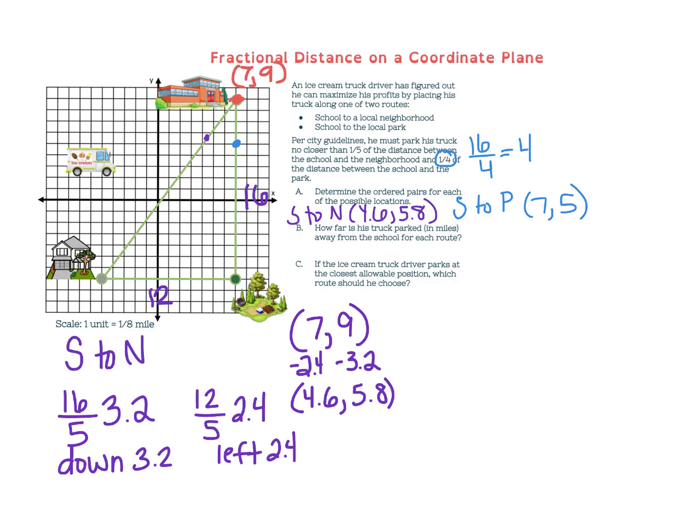So it says, how far is his truck in miles away from the school for each route? Okay, so let's start with the school to the neighborhood. If I'm going to look back at the triangle, I'm taking a fifth of the distance between the school and the neighborhood. So I would like to determine the hypotenuse of this right triangle, and then I'm going to take a fifth of that number. So you could use the Pythagorean theorem.